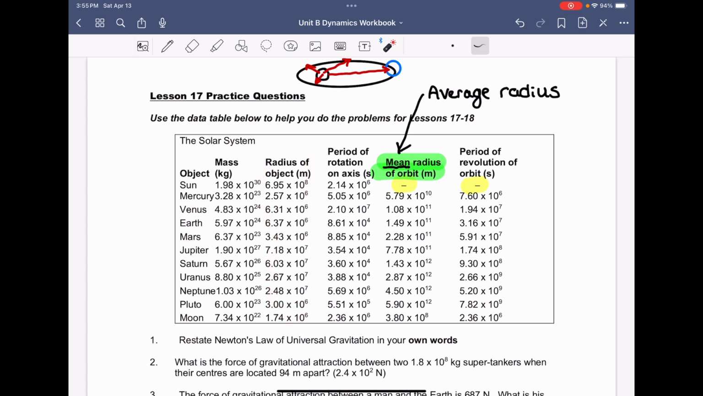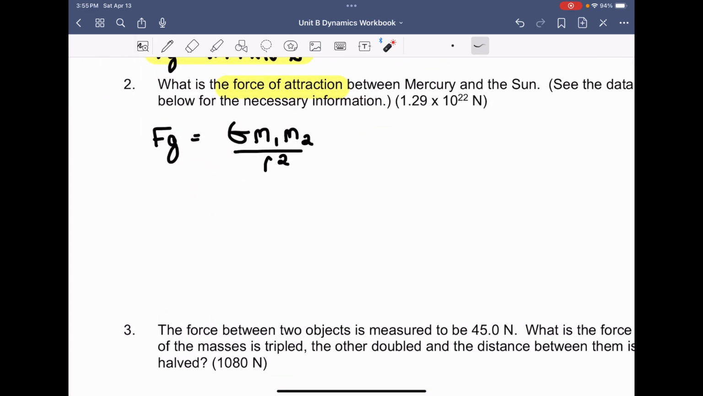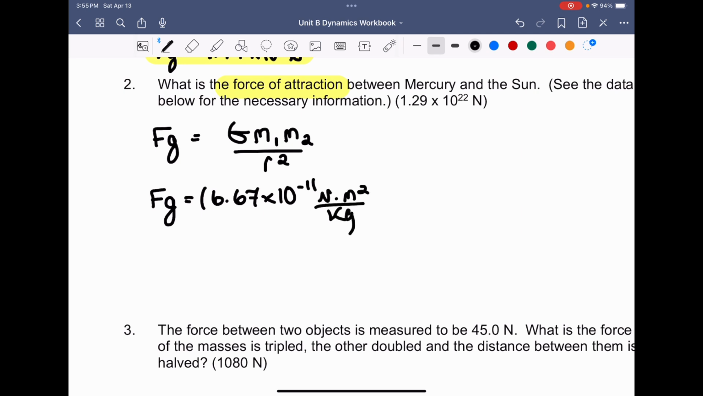Okay, now using this information, let's actually solve the problem on the previous page. We're going to write it in the following way. Fg is equal to G m1. First and foremost, I'm going to write in my constant with units, 6.67 times 10 to the negative 11 newtons times meters squared divided by kilograms squared. In brackets, we're going to write our masses. I'll do Mercury's first: 3.28 times 10 to the 23 kilograms. In brackets, we write our next mass, which is the sun, 1.98 times 10 to the 30 kilograms.